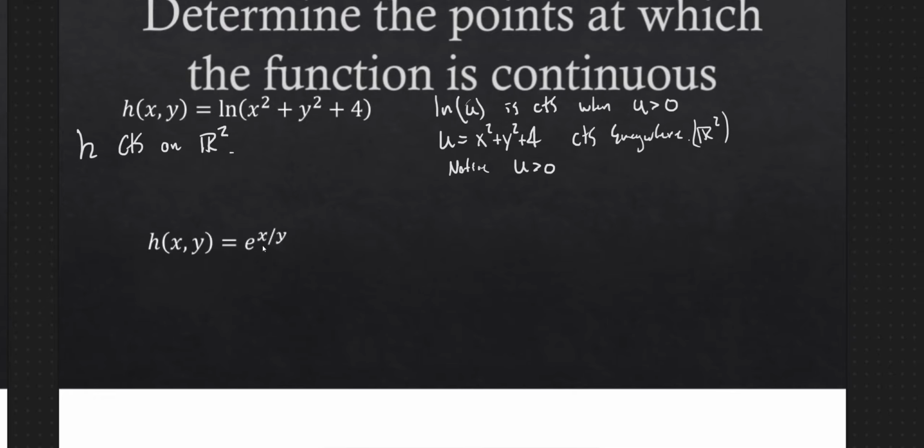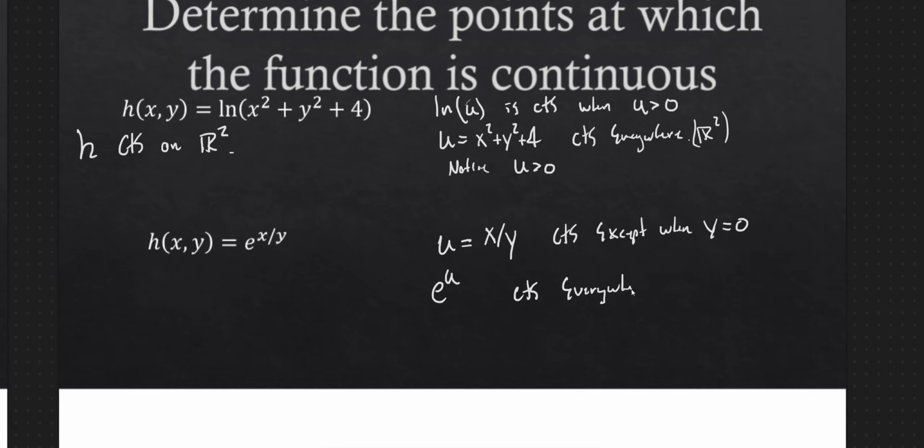All right, how about something like e to the x over y? So here again, I can specify my inside function. u will be x over y. Now that's continuous, except when y is equal to 0. So on that horizontal line, y equals 0. And then I have my outside function is e to the u, and that's continuous everywhere.